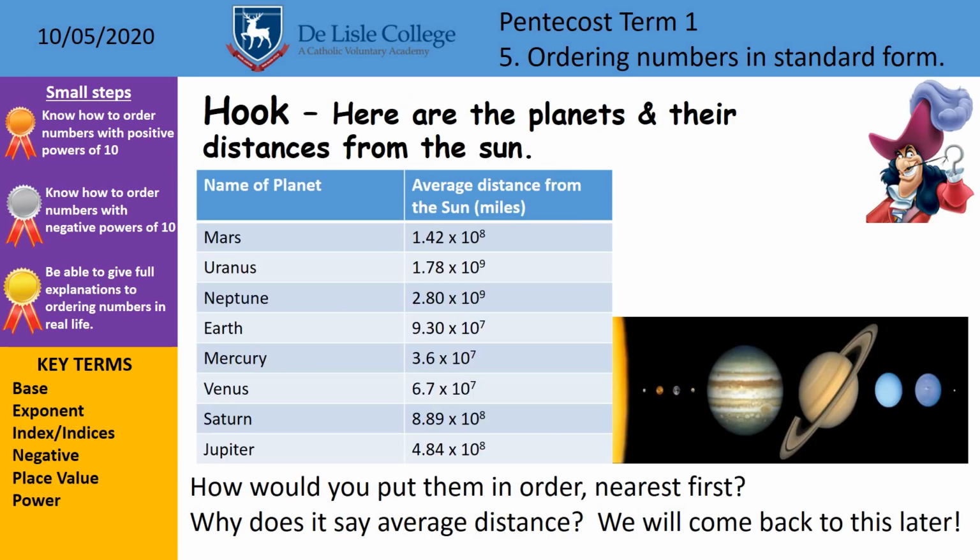Okay, as with all our learning, we'll be building on our previous learning about standard form. So here are the planets and their distances from the sun, all listed. Just think about it for now, we will return to this later. How would you put them in order, from the nearest to the sun first? Why does it say average distance? Have a think about it for a few moments, and then we'll go on to our new learning.